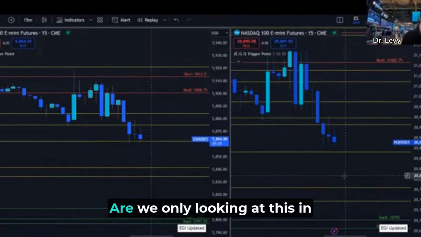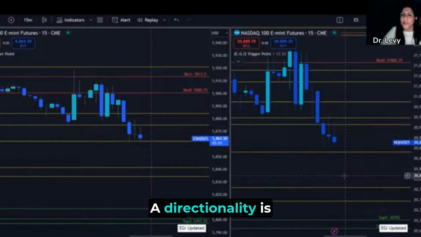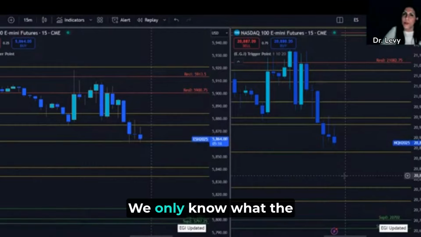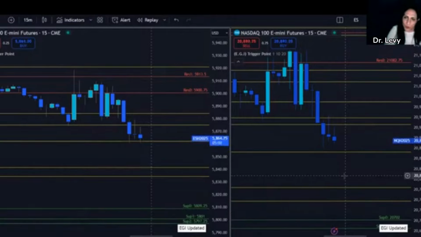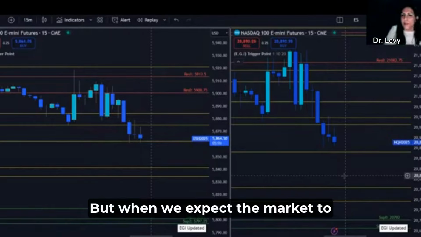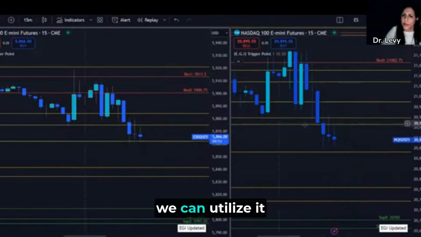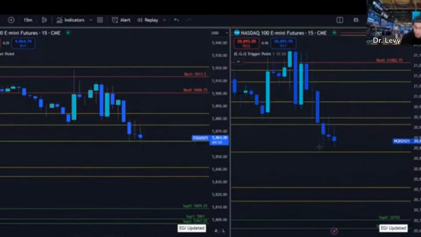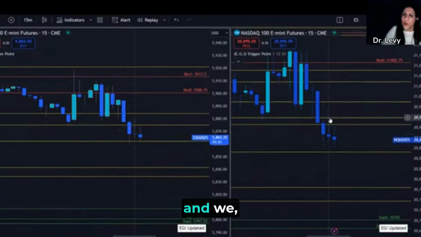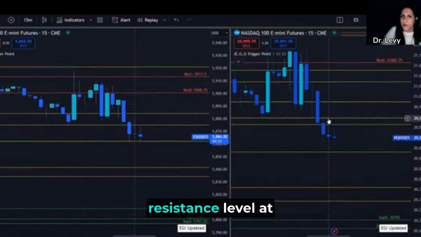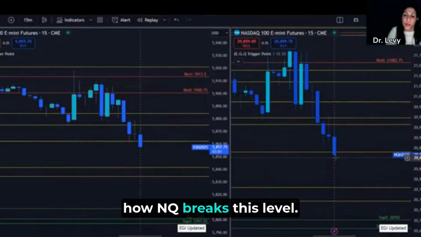So I do have a question. Are we only looking at this in terms of the trigger points or directionality? No. Directionality is a lagging term. We only know what the instrument did. It has nothing to do with what it's going to do. But when we expect the market to do something and the levels are good reference for it, we can utilize it in both instruments. We expect this resistance level to hold, and this is complemented by this resistance level at the same time for NQ. I just want to show our audience how NQ breaks this level.